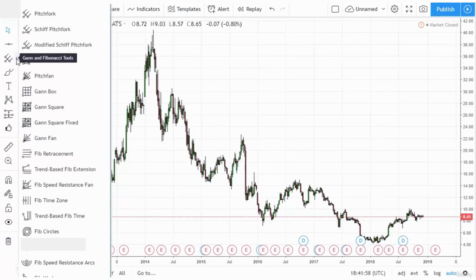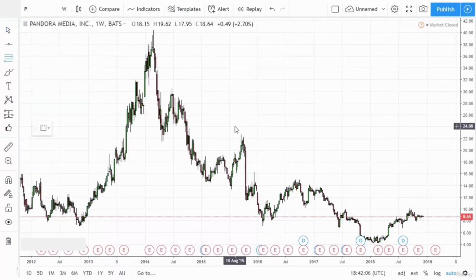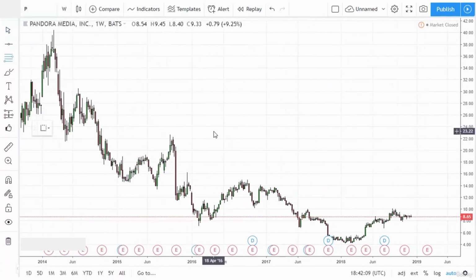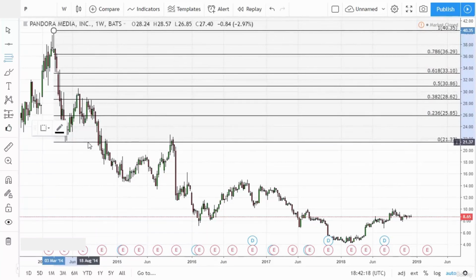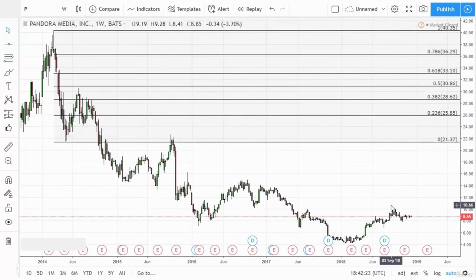Clicking on the Gann and Fibonacci tools submenu, you can pull up a fib retracement. And a fib retracement is simply a ratio of distance that a trade goes before it runs into a particular resistance barrier. So there are multiple Fibonacci retracement levels. Without a doubt, though, the three most important are 38.2%, 50%, and 61.8%.